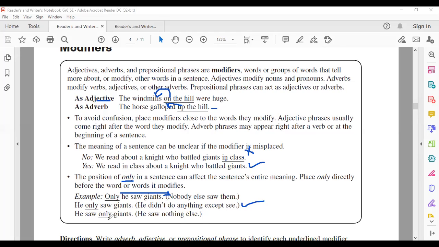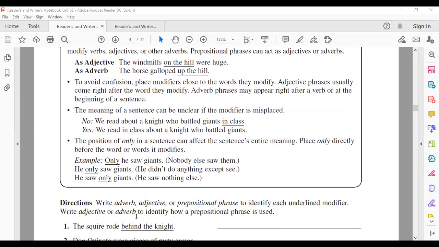Number 3, he saw only giants, which means that the only thing that he saw was giants. He didn't see dragons or falcons or any other things, only giants. So every time you change the place of it, it will give you a different meaning. That's why we have to be so careful with the word only when we use it. Okay, let's go to the questions right here.